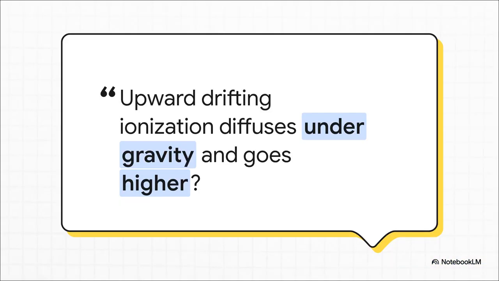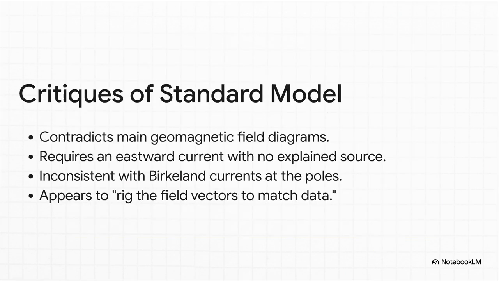The author of our source material does not beat around the bush. He takes a look at how the standard model is described and immediately sees what he calls a basic contradiction in physics. The idea that something diffuses under gravity but somehow moves higher just doesn't compute for him. And this is really the opening shot of his entire critique. And the critique just keeps building from there.